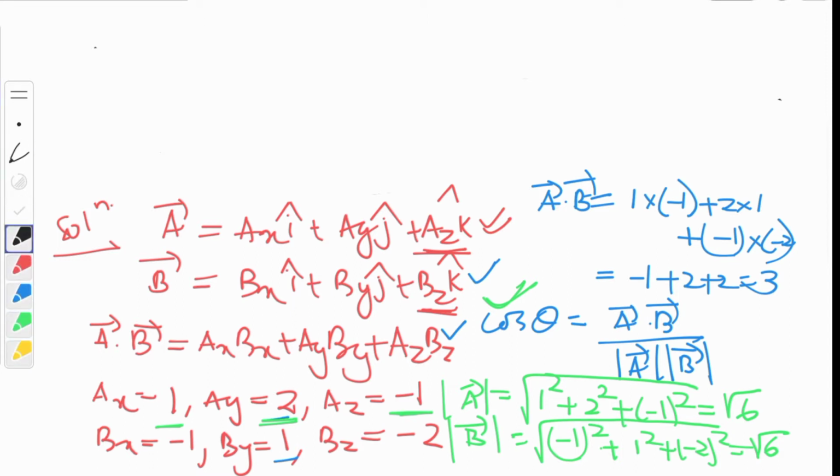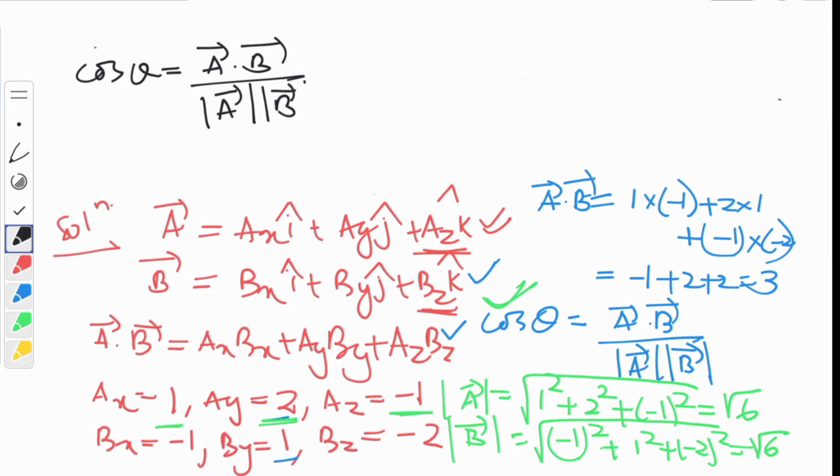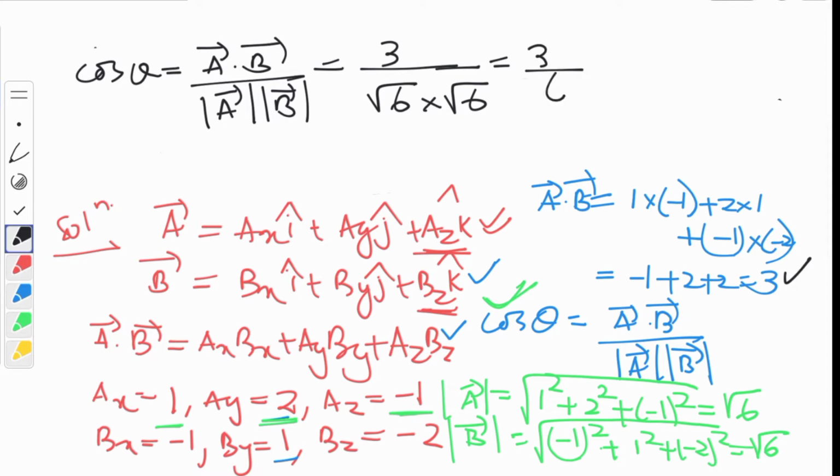So what we'll do? We'll write now cos theta is equal to how much? So cos theta will be A dot B divided by magnitude of vector A and magnitude of vector B. So A dot B is how much? 3. So we'll write now 3. Magnitude of vector A is root 6, so here also root 6. That means 3 by 6, that means 1 by 2.